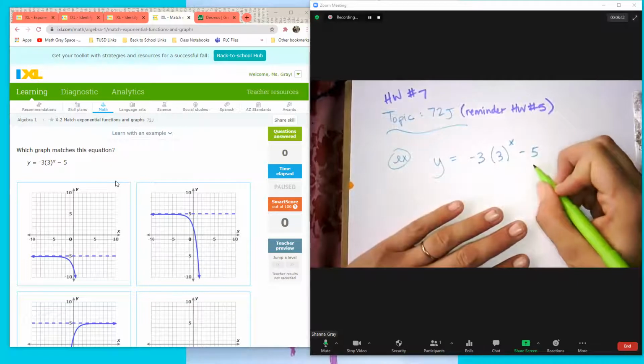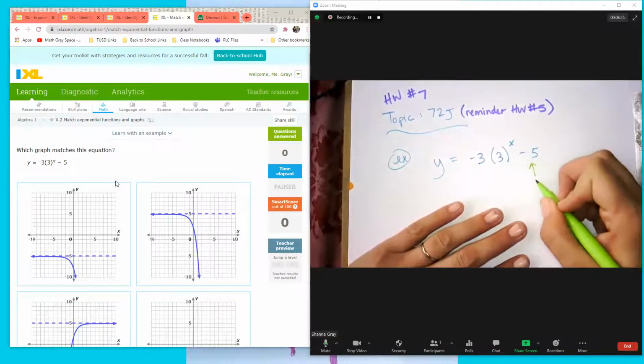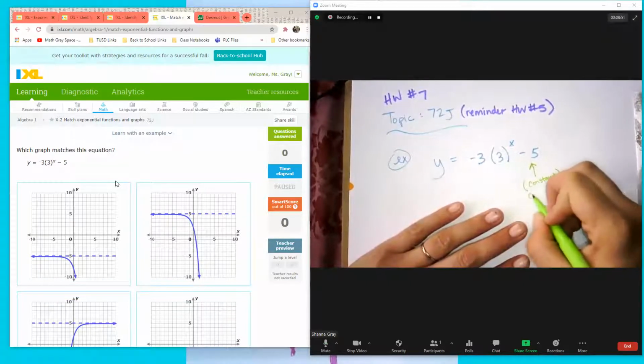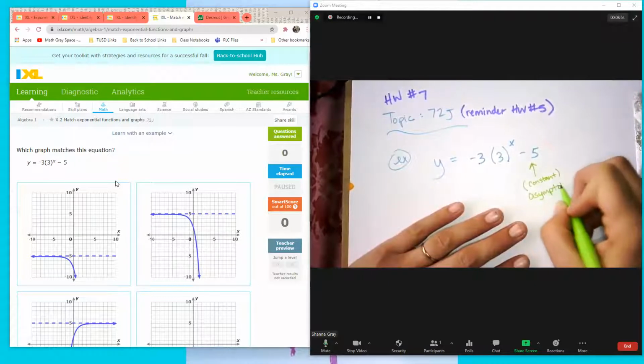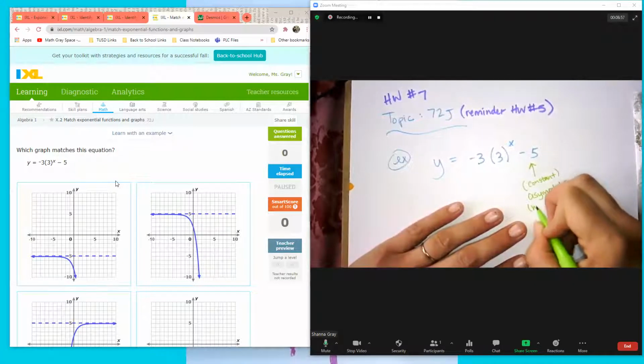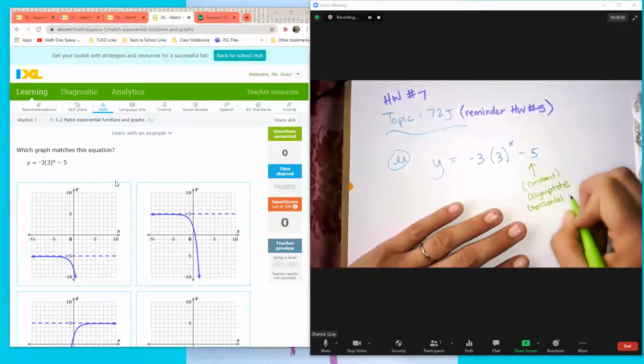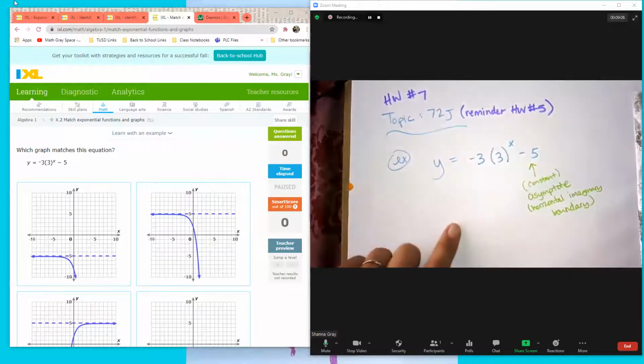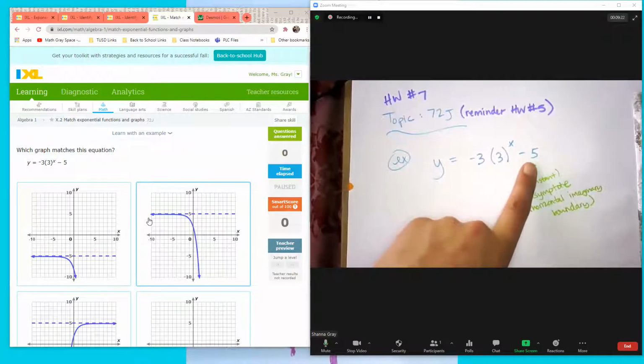One of the things that's the easiest to see is this number here that's by itself, this constant. This constant tells you where the asymptote is, which is a horizontal imaginary boundary in the graph. So it's represented in these pictures over here on IXL with this dotted line to show that it's not actually a part of the graph, it's not a line, but it is a boundary that the graph tends towards. And you can see where it's at just based on where this number is.